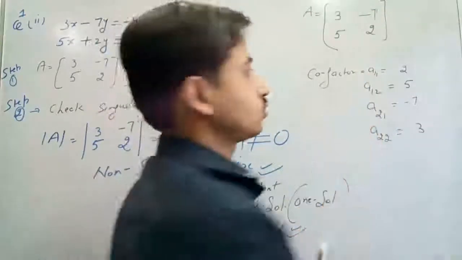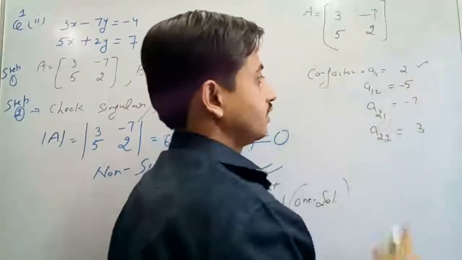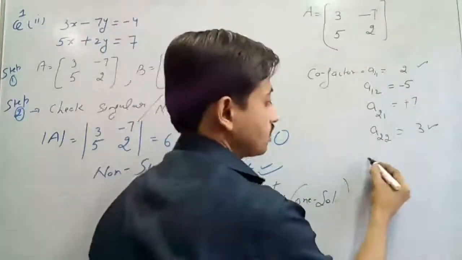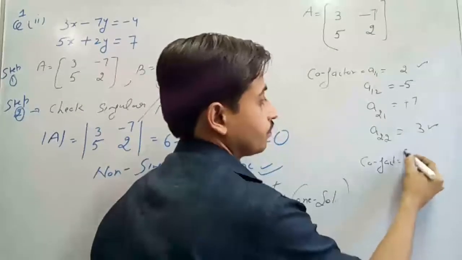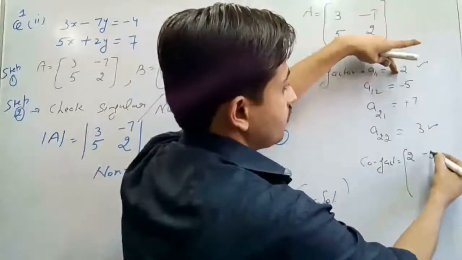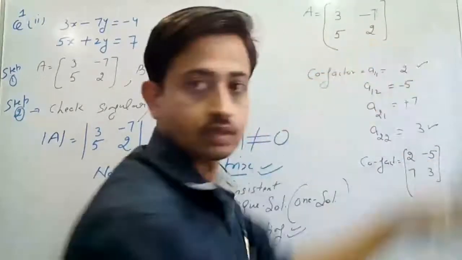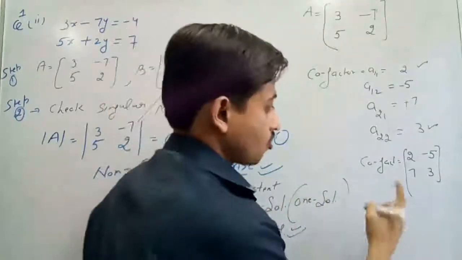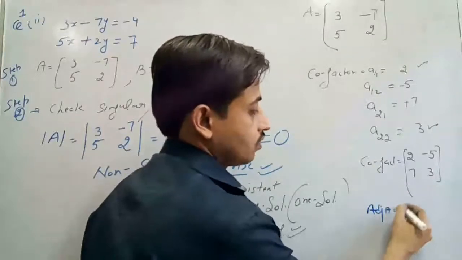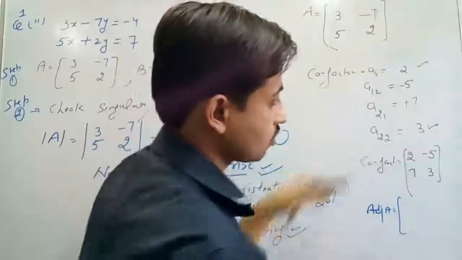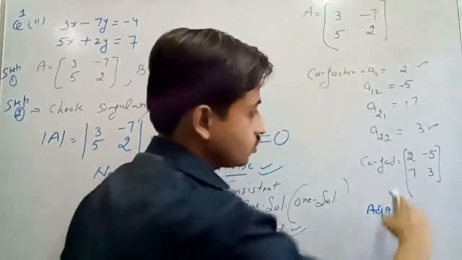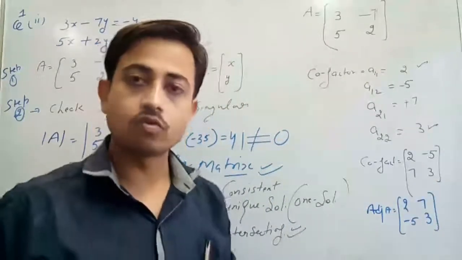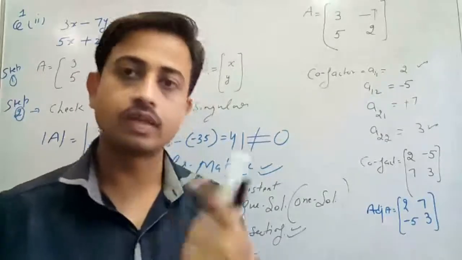This one is even, so the sign is the same. Odd, we have to change the sign. Odd, we have to change the sign. Even, we retain the same sign. Now what is our cofactor matrix? 2, minus 5, plus 7 and 3. Now what is our adjoint? Adjoint is basically the transpose of the cofactor matrix. This is your first row, we make it 2, minus 5. This is your second row, we make it 7, 3. So we get adjoint of A as well as determinant of A. Now we can easily calculate the inverse. So please make a note first.